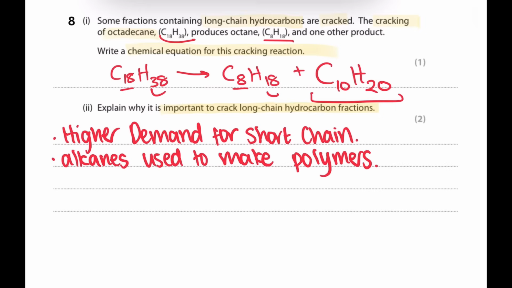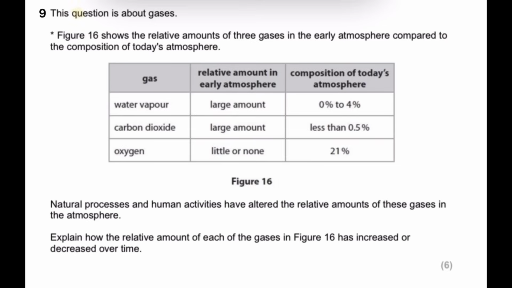So we much prefer it. That's why cracking is beneficial for us. Question 9. This question is about gases. Figure 16 shows relative amounts of 3 gases in early atmosphere compared to the composition of today's atmosphere. Natural processes and human activities have altered this relative amount of these gases in the atmosphere. Explain how this relative amount of each gas has increased or decreased over time.